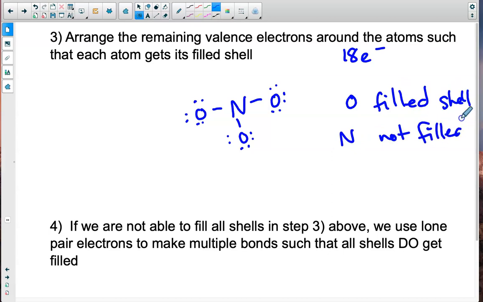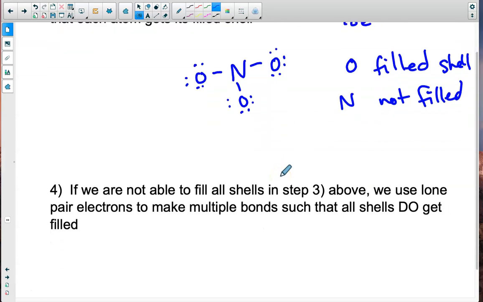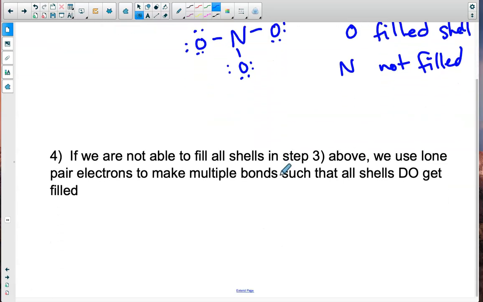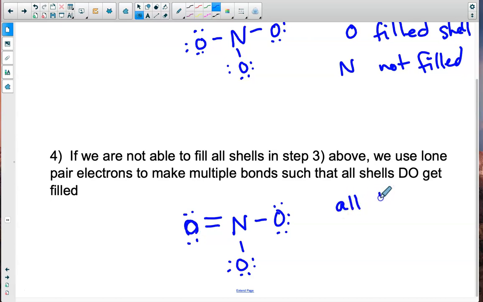So we must need to do something different. And that's step 4, where if we're not able to fill those shells, we use lone pair electrons to make multiple bonds. So I'm going to take one of those lone pairs from one of those oxygens, and let's just make it this outer one, and make a double bond between that oxygen and nitrogen. And so give the other oxygens their 6 lone electrons. And now all the atoms have filled shells.